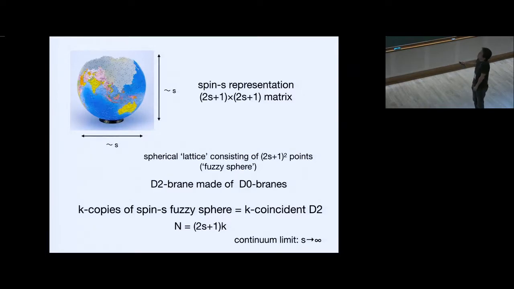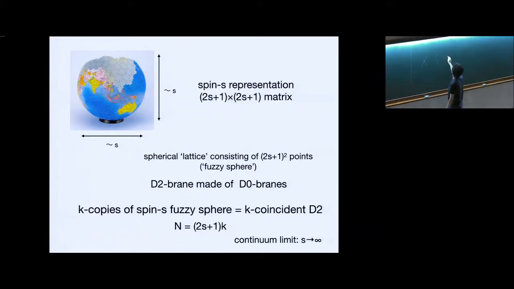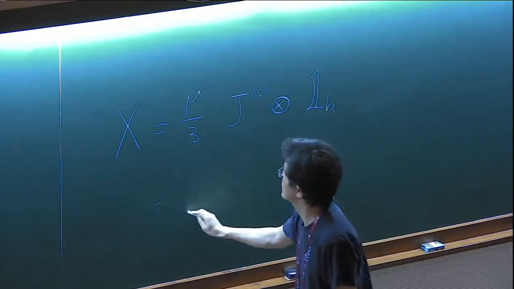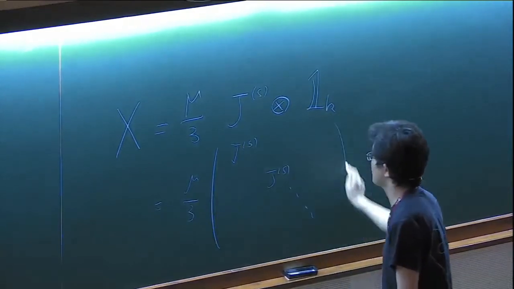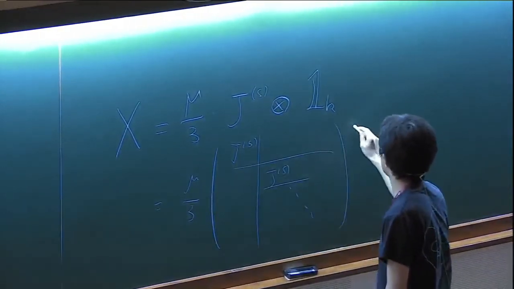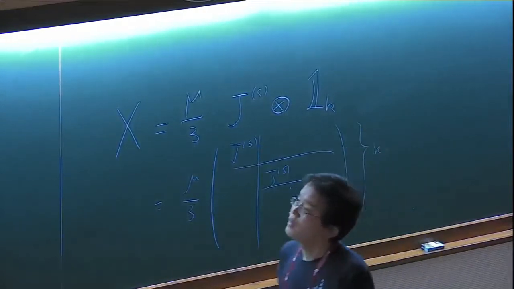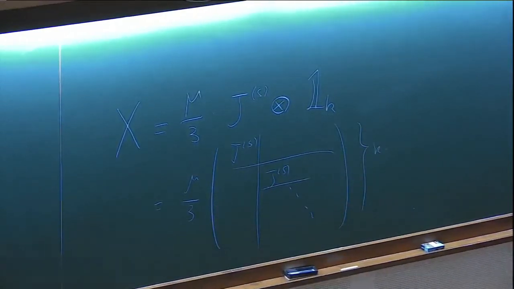And if you prepare k copies of spin S representation, then you have a matrix of the size 2S plus 1 times k. So you have something like x equals this factor times J of S tensor 1_k. So you have a block diagonal structure, and you have k copies. Okay, then it corresponds to k coincident D2 branes.